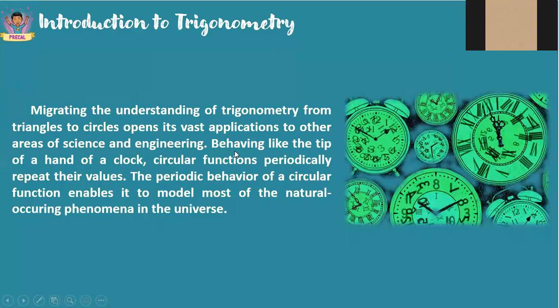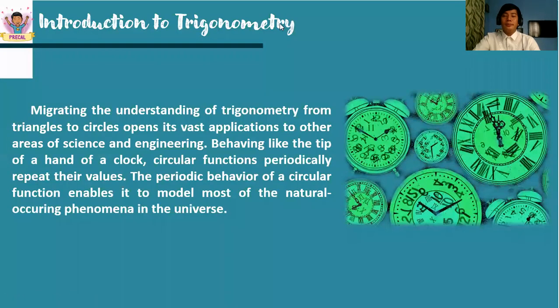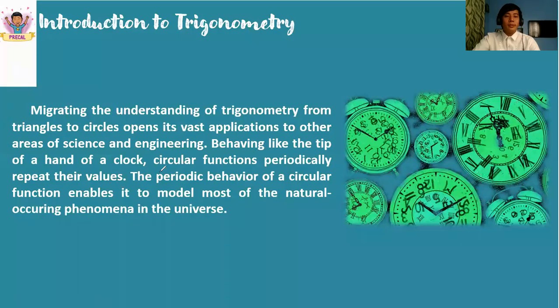So observe how the tip of the hand of the clock behaves. In this lesson, we will be talking about circular functions. These circular functions are also the trigonometric functions that you already know during your grade 9 mathematics. Do you still remember the sine function, the cosine function, and the tangent function, as well as their reciprocal functions? We have the secant, the cosecant, and the cotangent functions. This time, we will be putting all those functions in a circle.